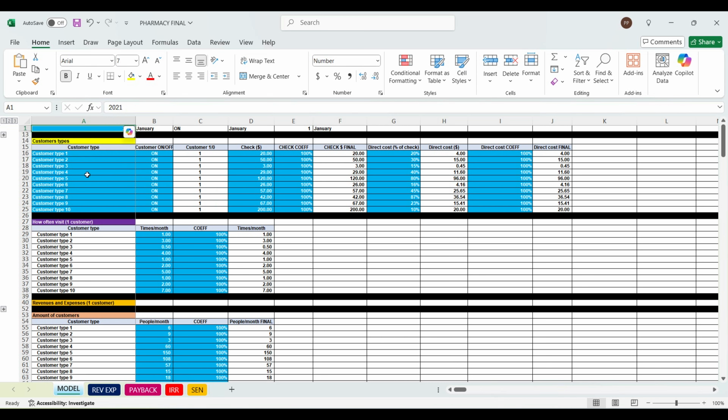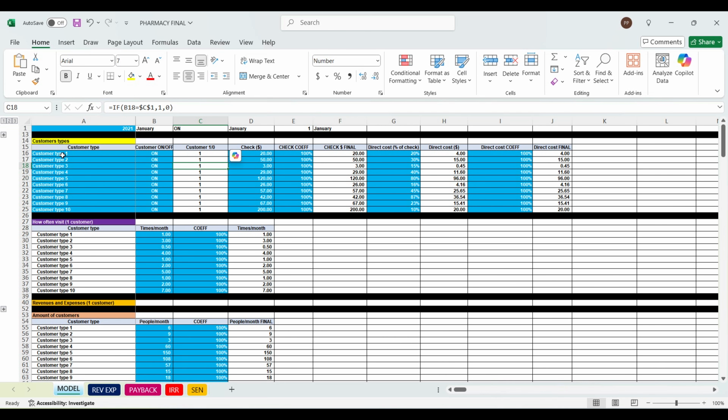Then we're moving to the next and one of the most important blocks of inputs. In our pharmacy, we need to create different types of customers. We can name each customer one by one, and here we're starting with an ability to switch on and off each customer from our model, from calculations. So what does it give us? It gives us the following.